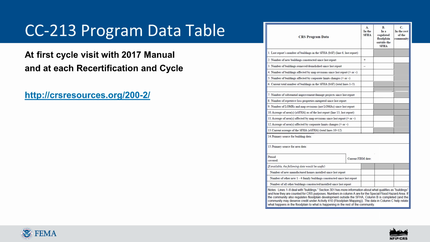There's also a program data table. When this is the first time you're verifying under the 2013 or 2017 manual, you will only need to fill out the fields highlighted here in yellow. Once you've been through a cycle visit since 2013, you'll need to fill out all the fields in lines 1 through 15 that apply to you. If you have a regulated floodplain, you'll need to fill out column B. Column C is optional. Also be sure to fill out the period covered and your current firm date at the bottom of the form.